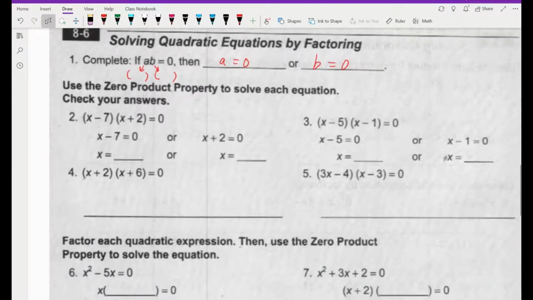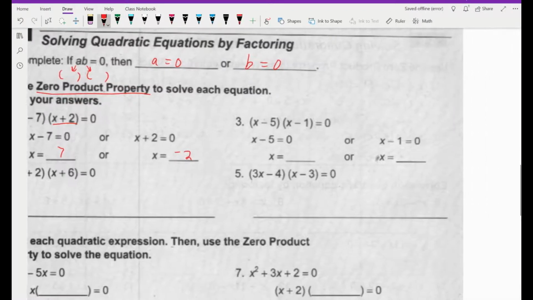Now, number 2, we already have something in factored form, and we're using the zero product property. X minus 7 equal to 0. This is like the a equal to 0. And x plus 2 equals 0. And that would be the b part equal to 0. We just solve. We add 7 to this side. Here we will subtract 2. And that's it. Those are our two solutions.